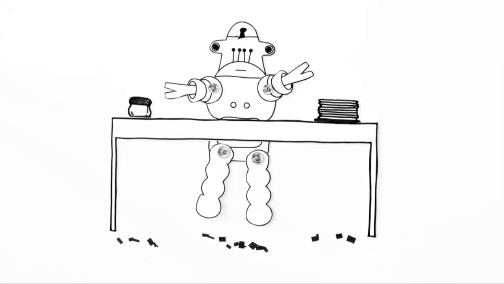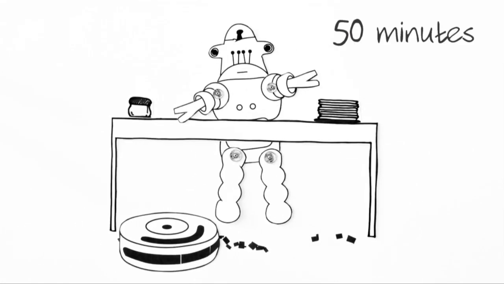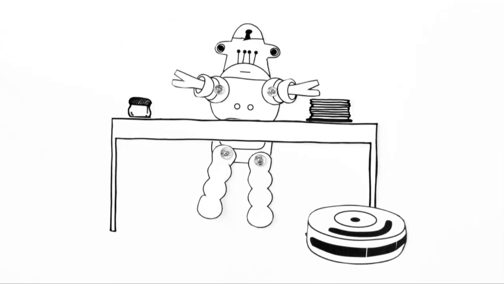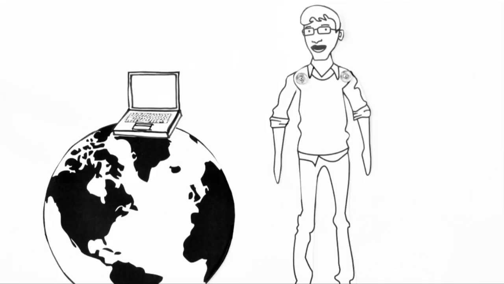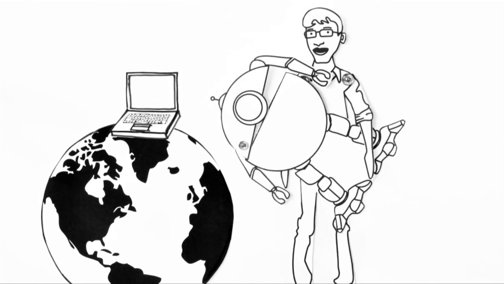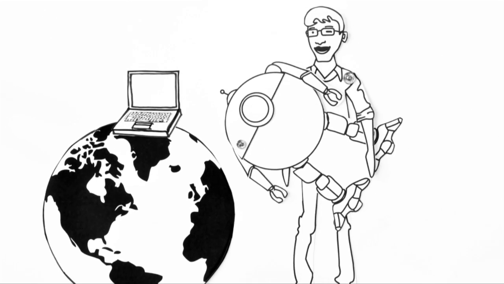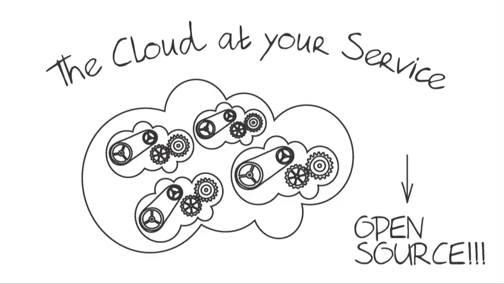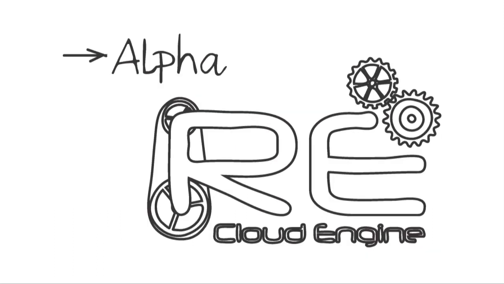The next morning, Robbie finishes setting the table in 50 minutes, and Rosie finishes vacuuming the entire house. And with his worries about buying expensive computers and constant system administration gone, their owner Igor can focus on what he really loves to do, building new robots. The cloud at your service, and all in open source, the RoboEarth Cloud Engine.